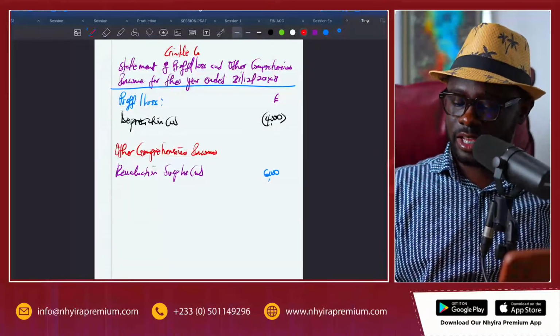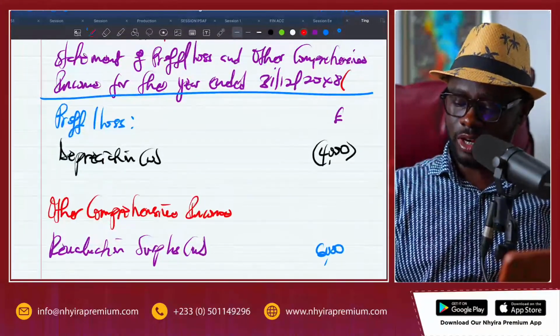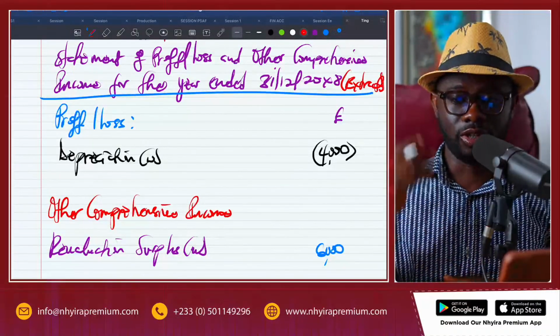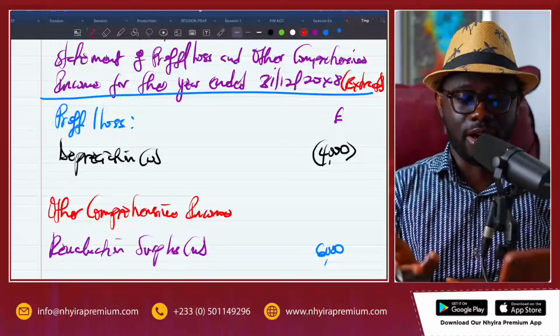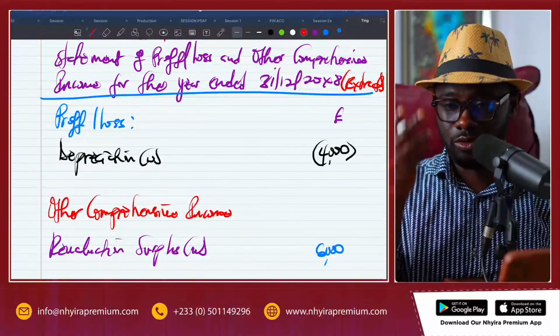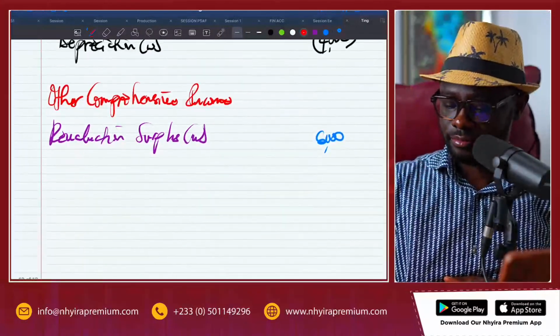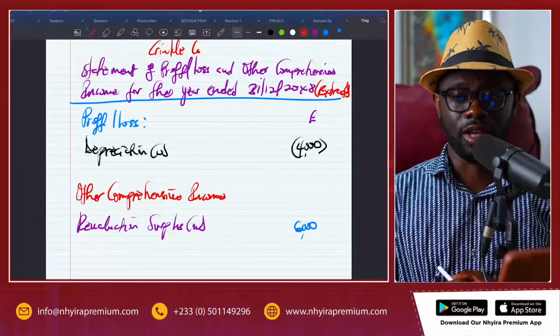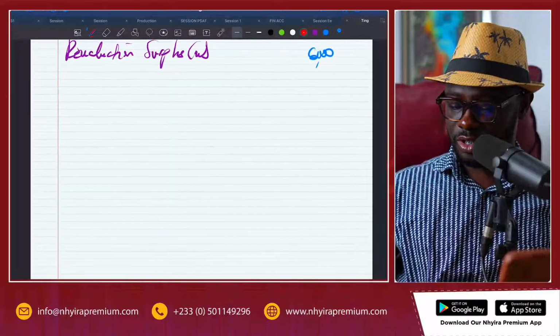Now, this is an extract. So again, we want to let the examiner know that we know what we are doing. So we put extract in brackets. Right? We put extract in brackets. So that's our statement of profit or loss and other comprehensive income. What comes in the position? Pretty simple.